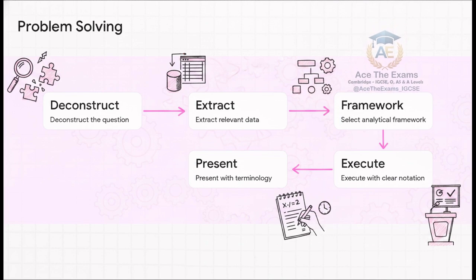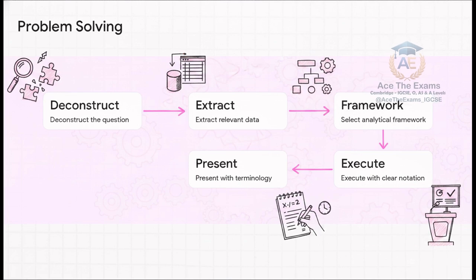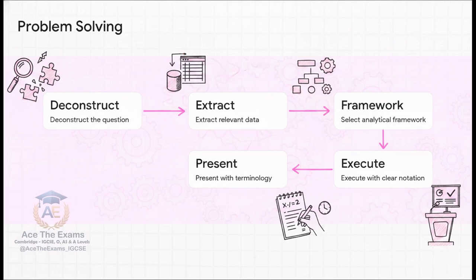Step 1. Deconstruct the question. Highlight the command word. Step 2. Extract relevant data from the prompt. Step 3. Select your analytical framework. For example, top students often use the PEAL framework here: point, evidence, explanation, link. It's a fantastic analytical structure to ensure you're proving your claims.